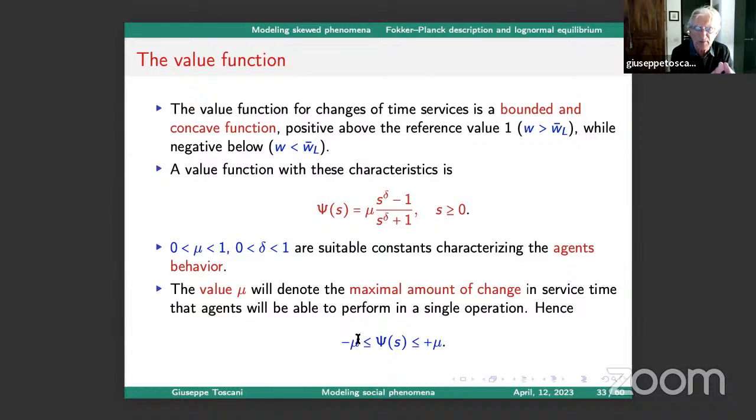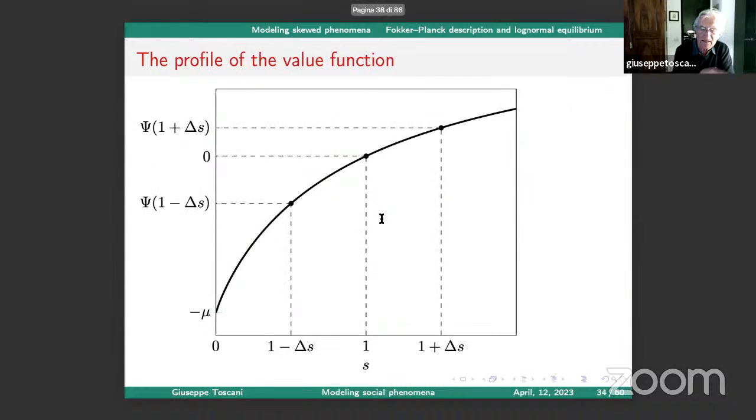So if you can do something in 10 minutes, then you can do this in 9 minutes or in 11 minutes. And so this requires the presence of a certain denominator in the fraction that is such that you have this bound from below and above. This is the picture of this value function that is written there.